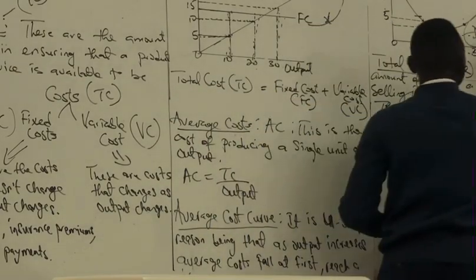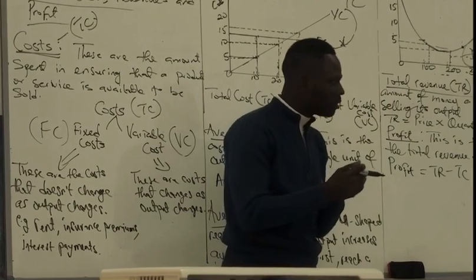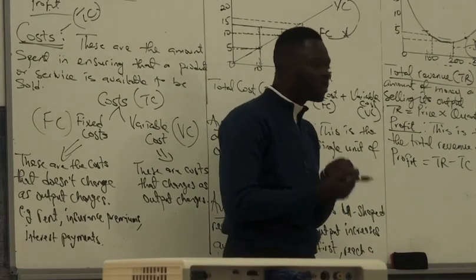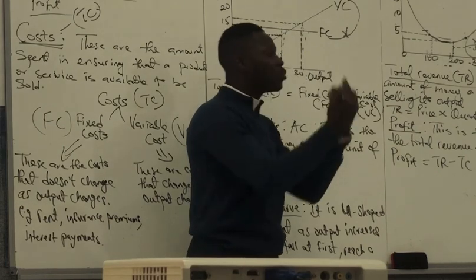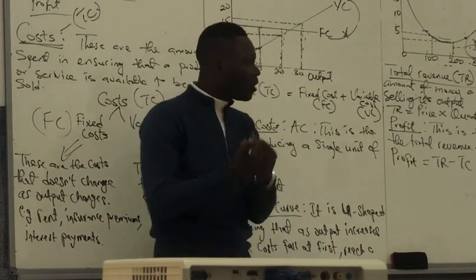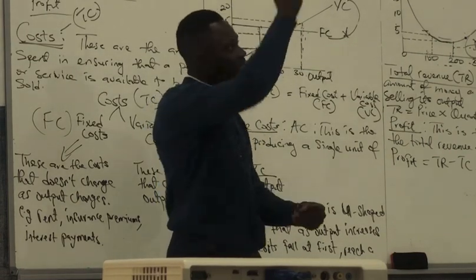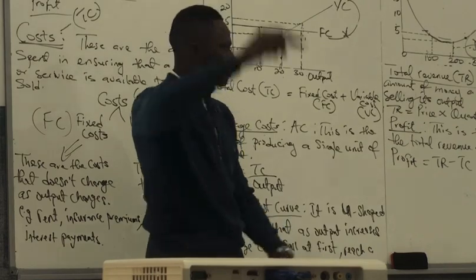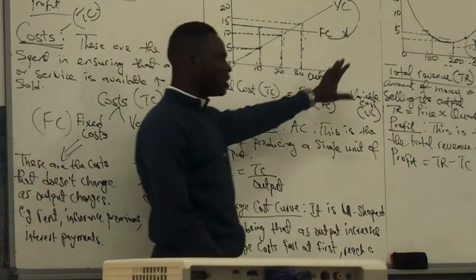So for average cost, we're saying it is U-shaped. Why is it U-shaped? Because as your output increases, your average variable cost will start falling at first. Then it's going to reach a stage where you produce further, and the average cost starts increasing. That's why it is U-shaped. Is it clear? Alright, do you have any questions about average cost?